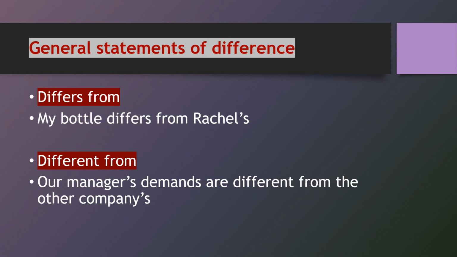My bottle differs from Rachel's bottle. And in the other case, our managers' demands are different from the other companies'. By the way, you can say, just like the previous example, are different from the other companies' demands, but we don't repeat them. We call this ellipsis, when you don't repeat the same word if it was mentioned in the first place. So let's look at the difference between the two conditions.